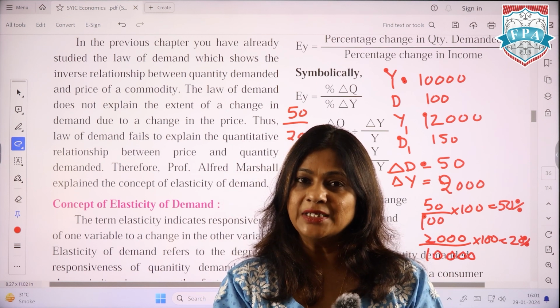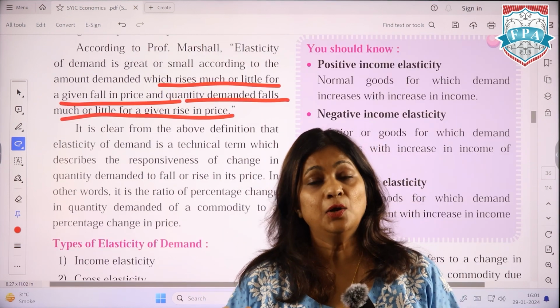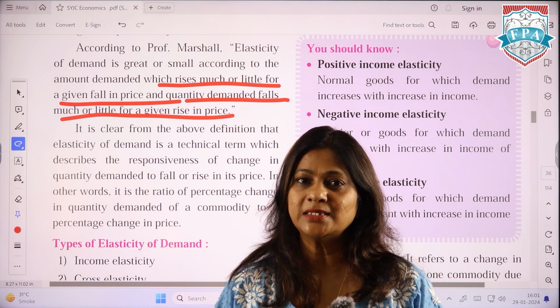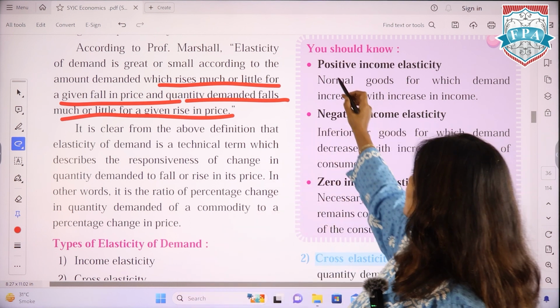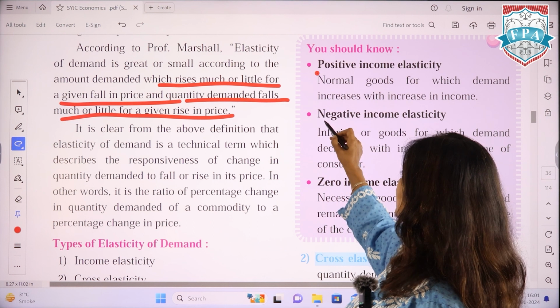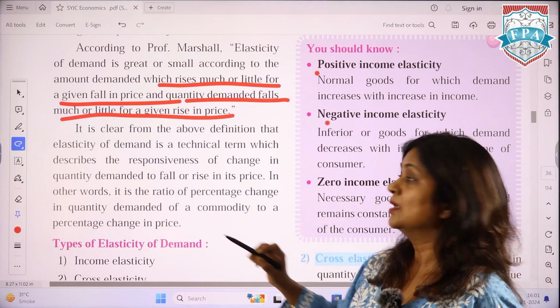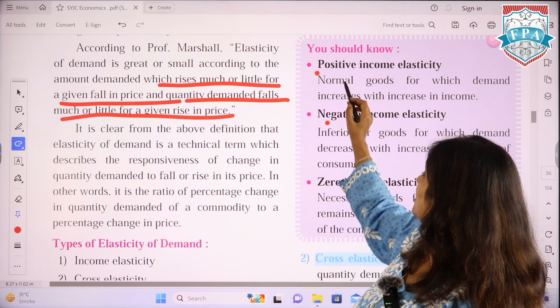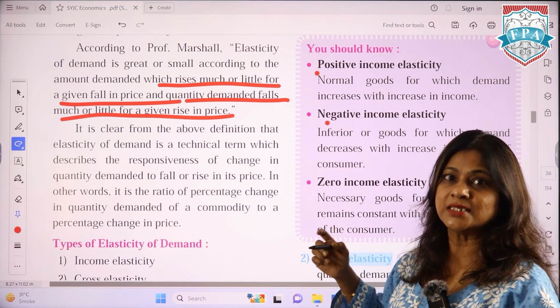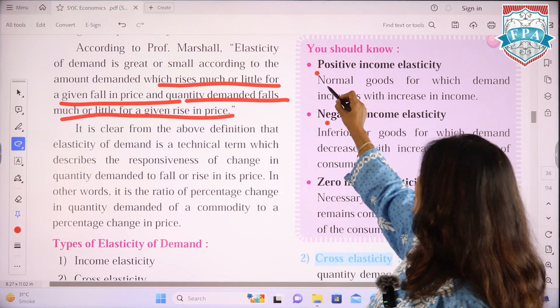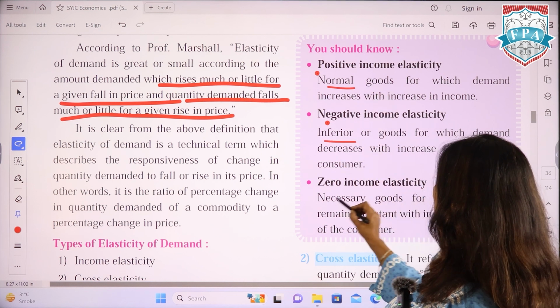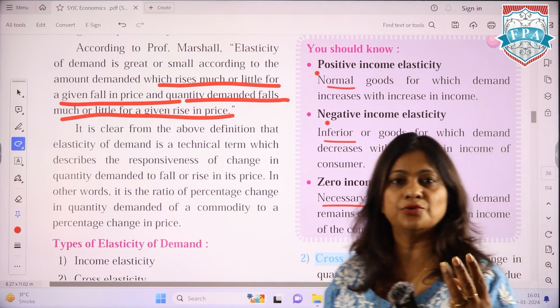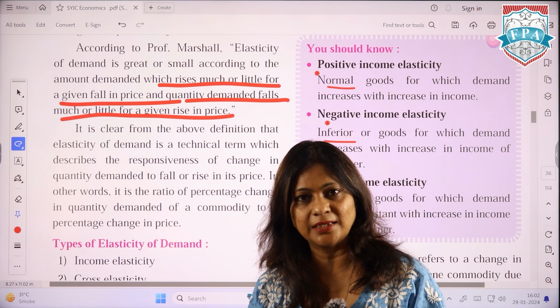I hope you have understood income elasticity. Okay, now once we understand the term elasticity, look at these 3 things which are very important from examination point of view, guys. Now why do I say very important from examination point of view? I am saying it because questions come. Look at it. Normal goods, inferior goods, necessary goods. You should understand the difference between these 3 things.